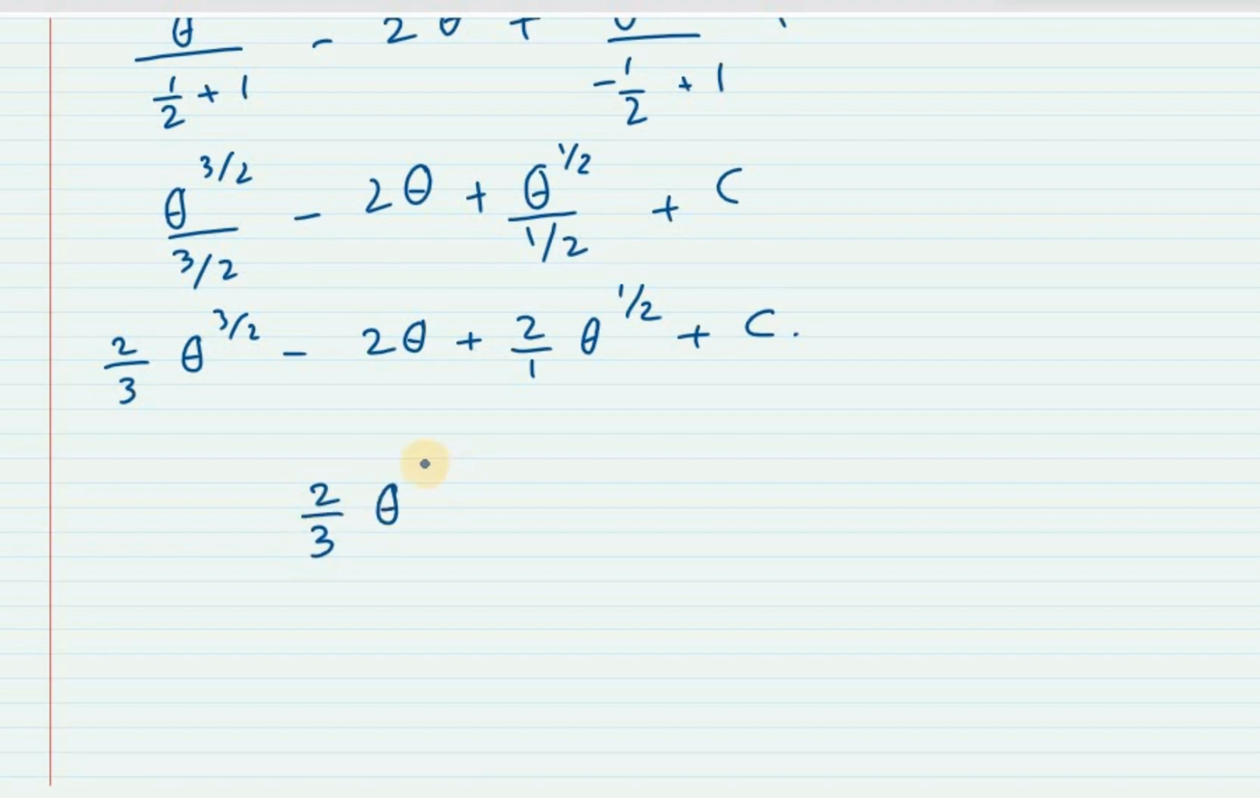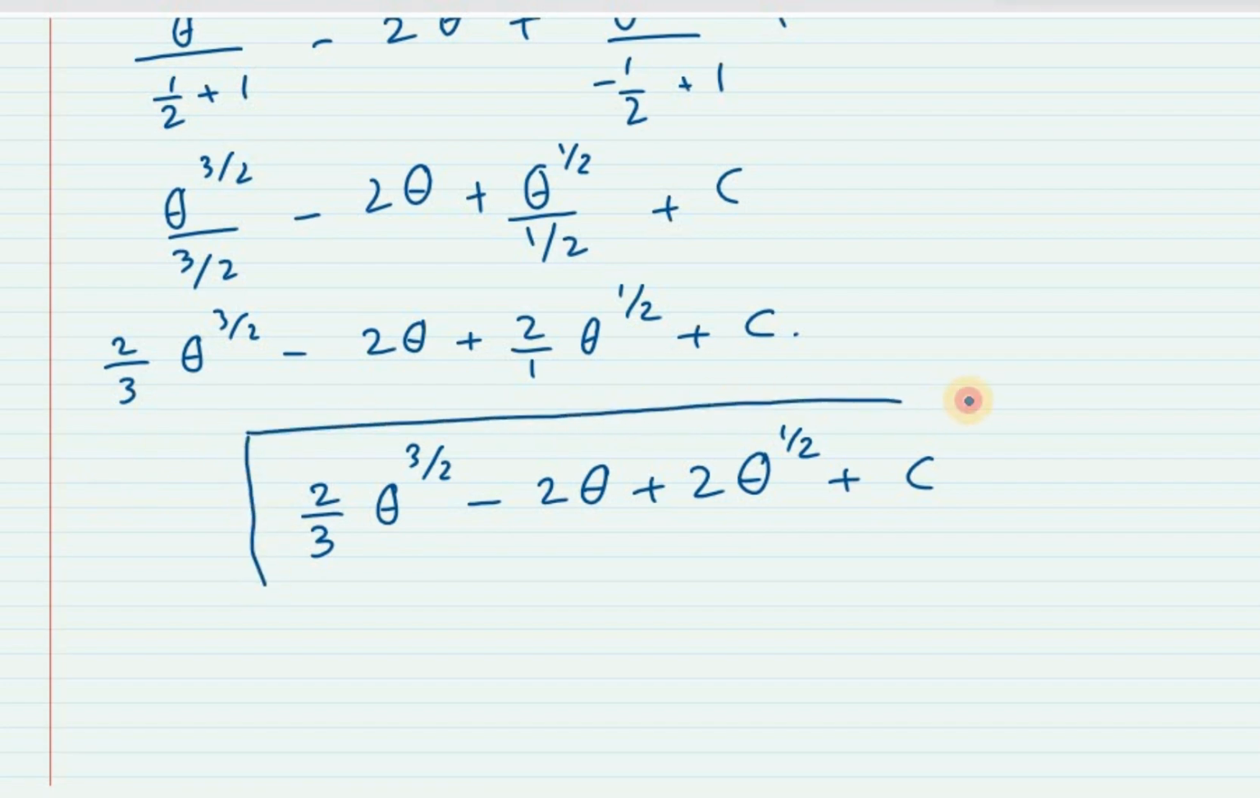2/3 theta power 3/2 minus 2 theta plus 2 theta 1/2 plus c. No further simplification is needed.